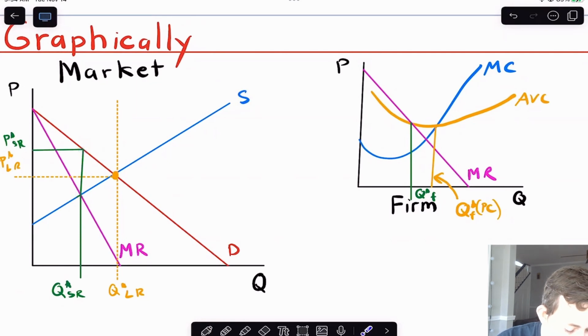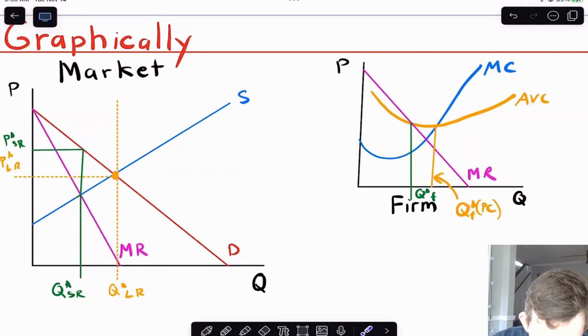Now, in the long run, we're going to have zero profit, which means in the long run, our equilibrium price is going to be where supply equals demand. And our equilibrium quantity is therefore going to be the perfect competition outcome, or the Q star LR, where supply equals demand. Now, on the right-hand side, I've drawn this a little differently, and you can see where marginal cost is equal to marginal revenue.